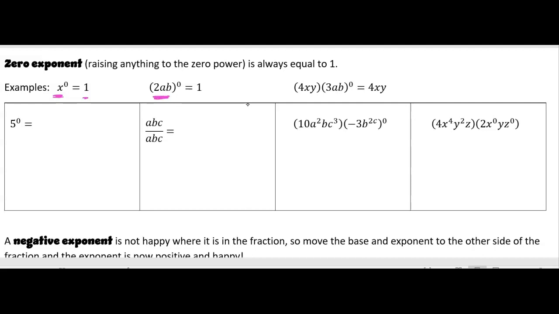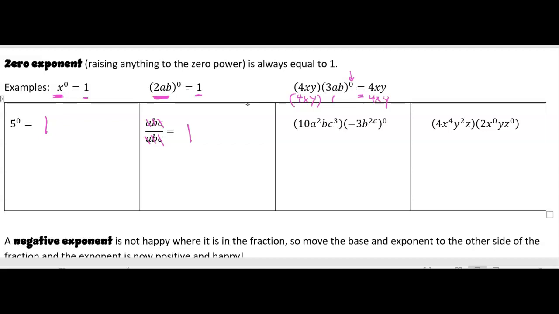See how the whole thing is to the zero power? Our answer is 1. And in the last example, we have 4xy times 3ab, but 3ab is to the zero power. So this is really saying 4xy times 1, which is going to equal 4xy. And that's it. So 5 to the zero power is 1. Anything over itself is 1.